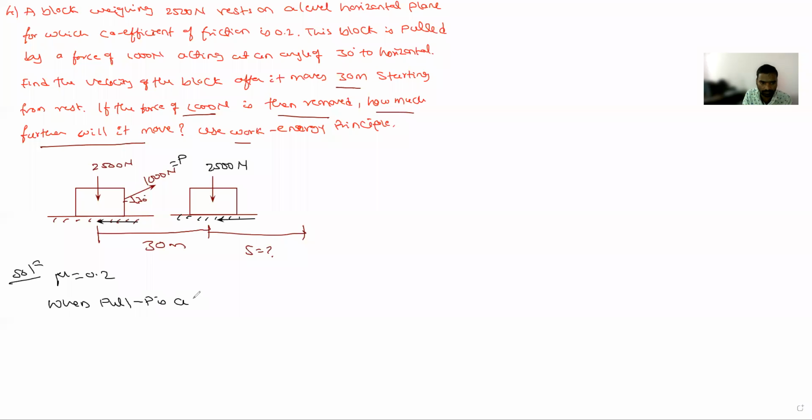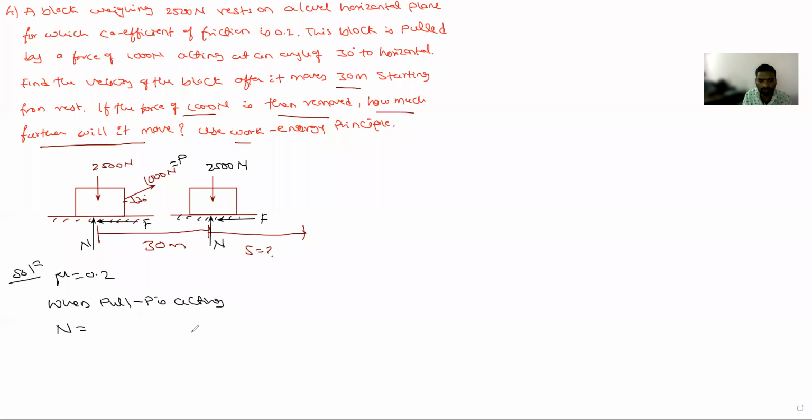Aware, when P is acting. See, this is a rough ground. If there is a rough ground, there is a normal reaction. This is also a normal reaction. I will take this as N. There is a friction, yes, this is the friction. When the pull P is applied or acting, what is the normal reaction?